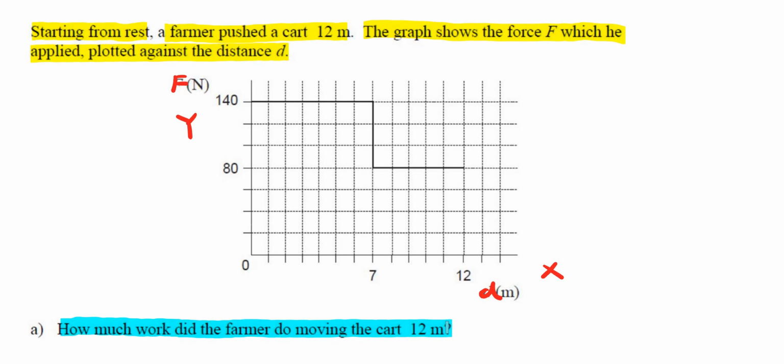We know work is essentially equal to force times the distance. And basically what we're doing for these graphing questions is that since the y-axis is measured in newtons, which is force, and since the x-axis is measured in meters, which represents distance, the work for this particular case is simply the area under the graph.